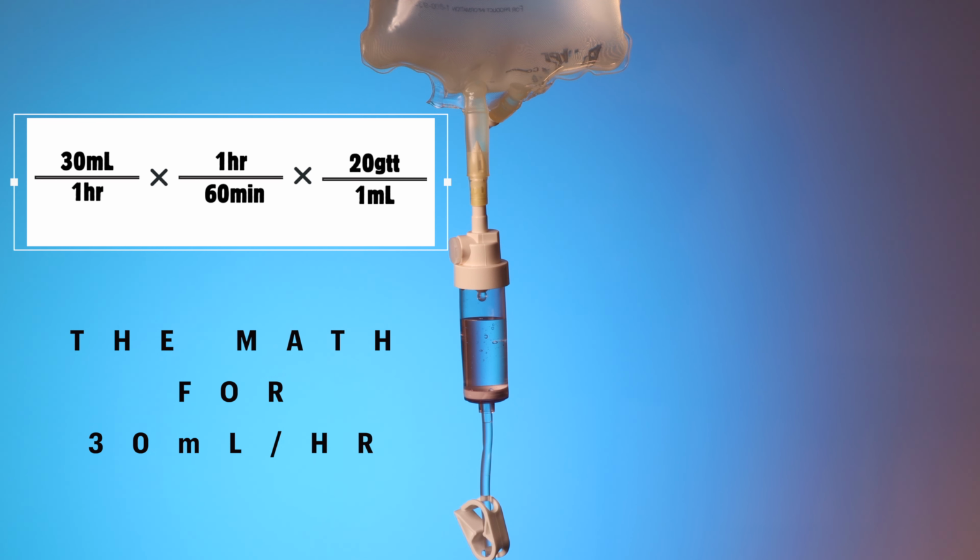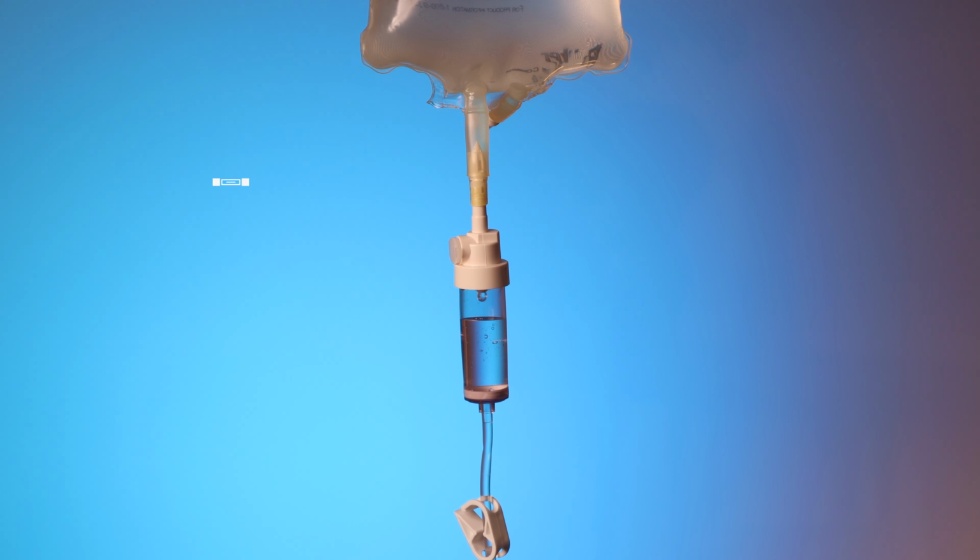We will start with what we know, our desired infusion rate of 30 mLs per hour times 1 hour over 60 minutes, then multiply that times our drips per mL rating, which is 20 GTTs per mL. The result is 10 GTTs per minute, or as demonstrated here, 5 GTTs in 30 seconds. Take your time, utilize the dial or slide clamp to achieve the following drip rate.